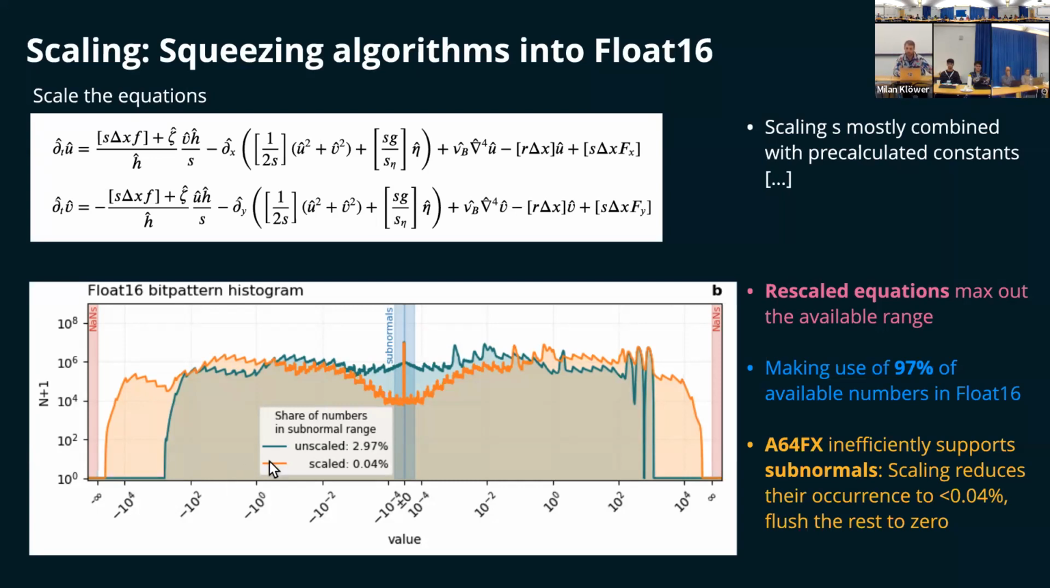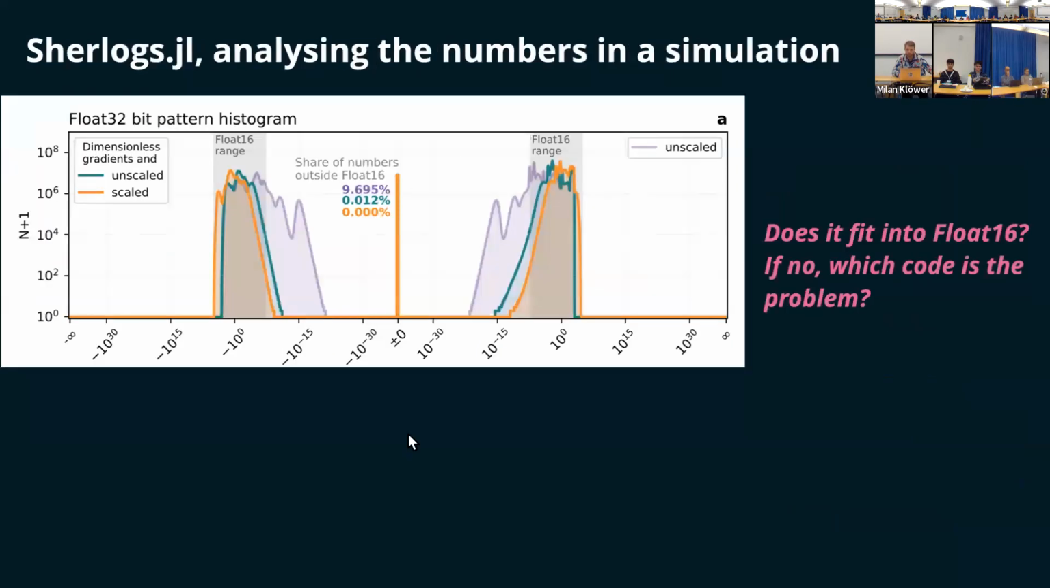And so instead of having like 10% of the numbers that would have been outside of the float 16 range, we're really able to drop this down and make sure that all of the numbers we're calculating are actually in this float 16 range.